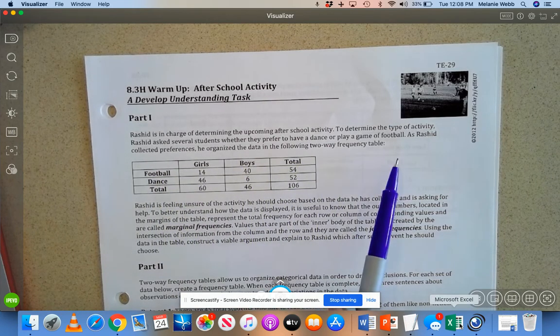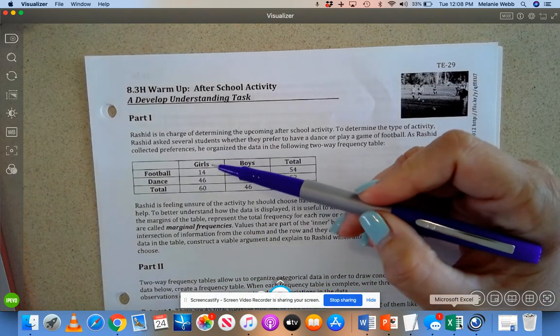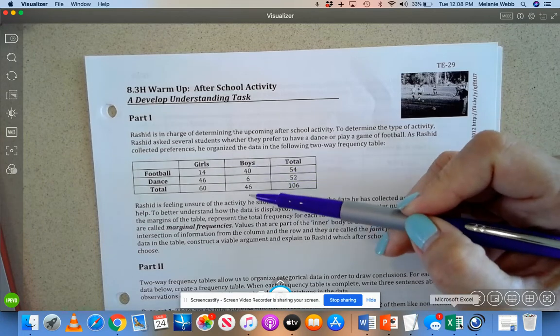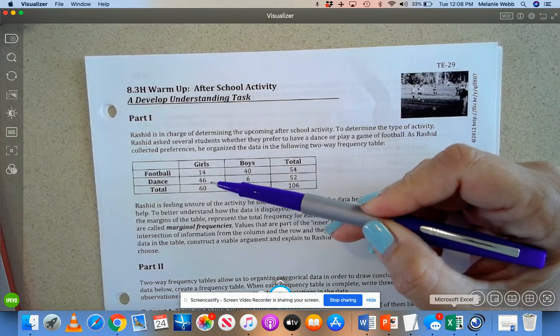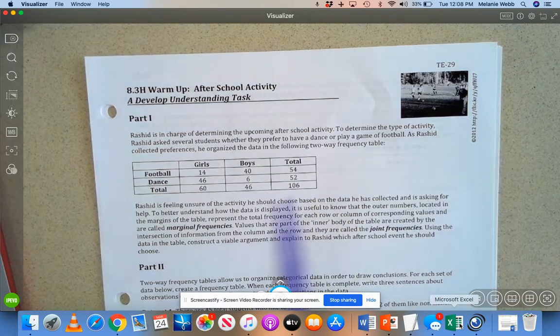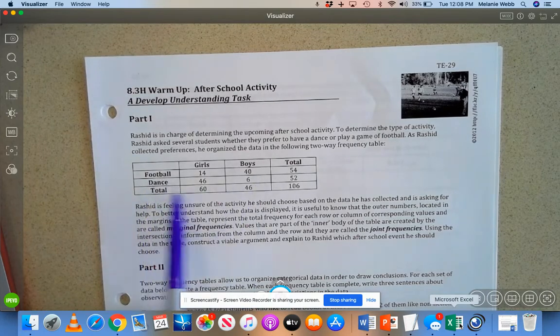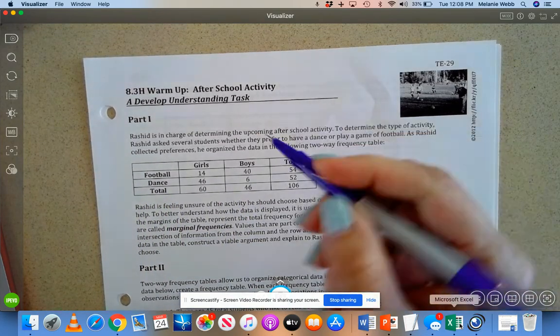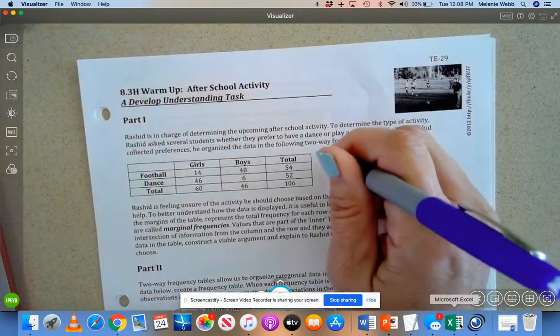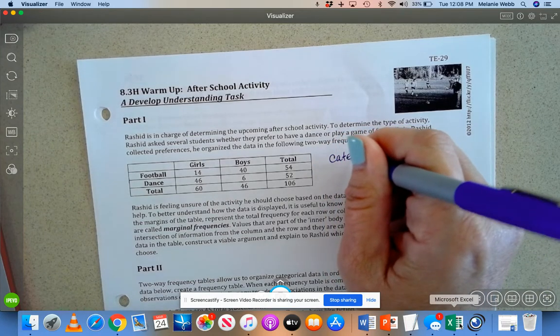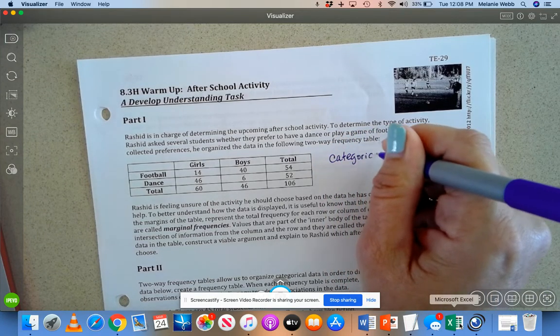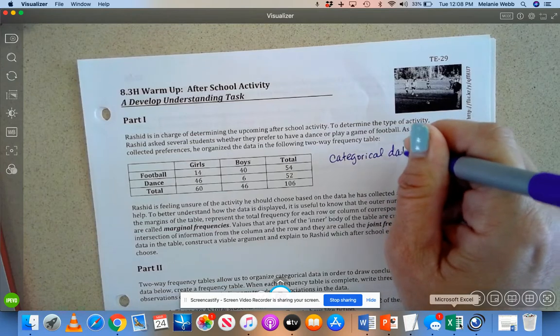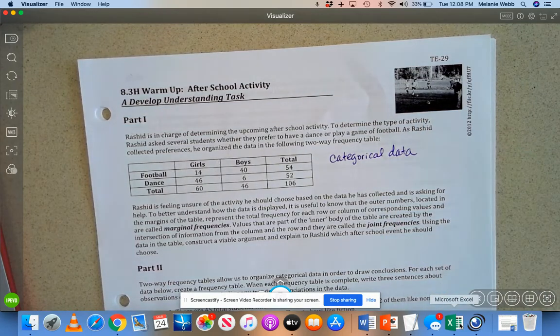So you can see why it's called a two-way frequency table. You have categories right here, like girls that he surveyed, boys he surveyed, and the choices, football game or a dance. So you use the two-way frequency table for categorical data. So you have two categories, so you have categorical data.